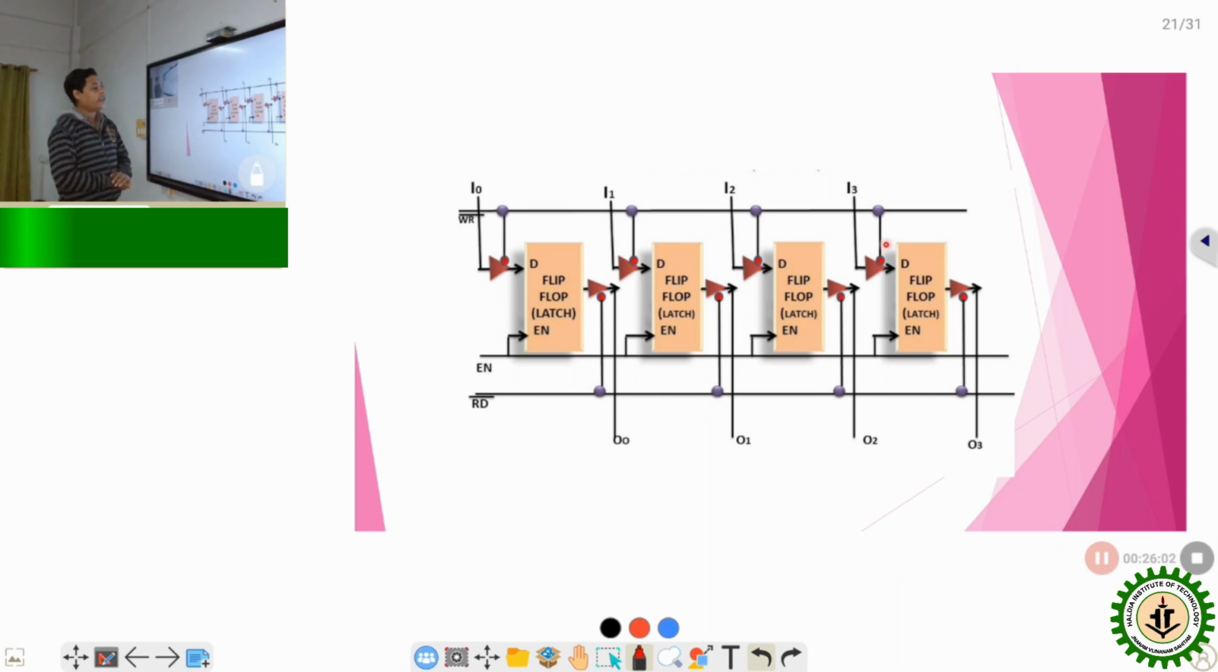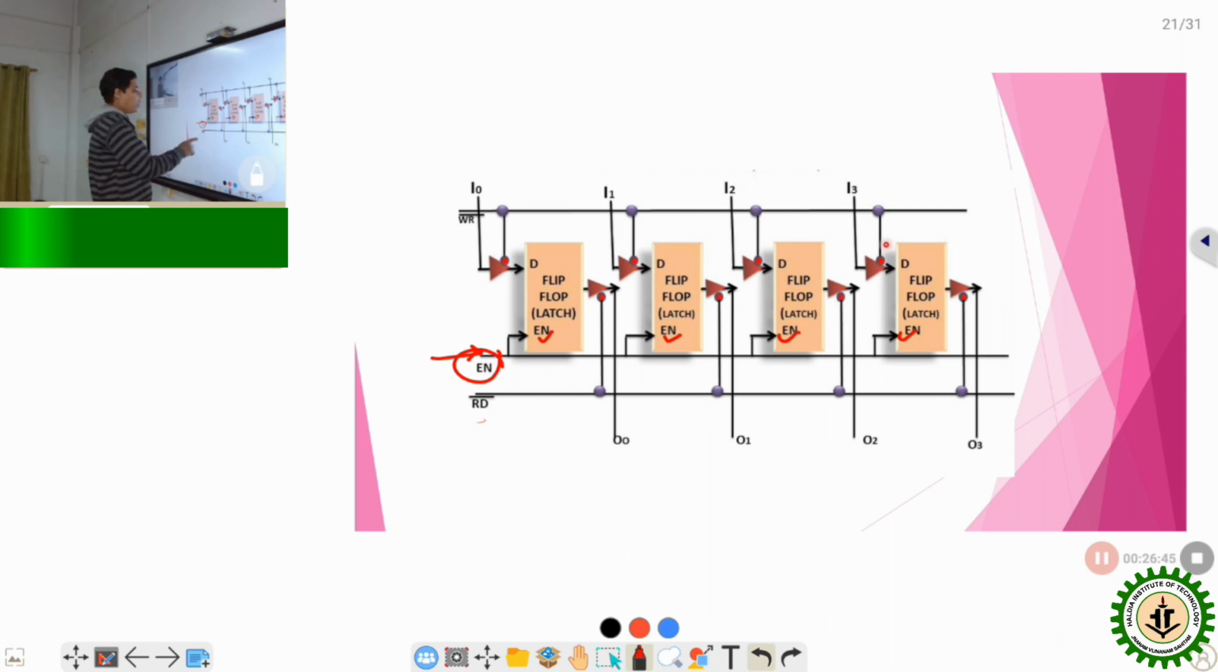Now in the previous diagram, multiple D flip-flops are connected together. Here 4 D flip-flops are shown, which are connected together to form one 4-bit register. Here it is observed that the enable pins of all the D flip-flops are connected together to make a single enable pin.